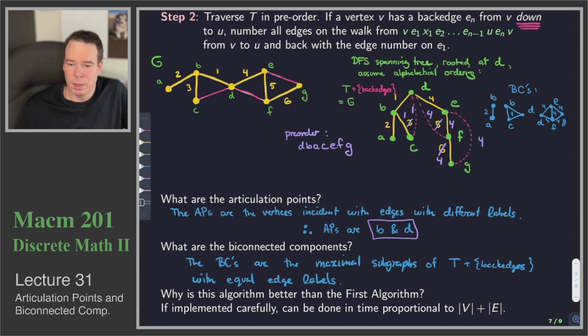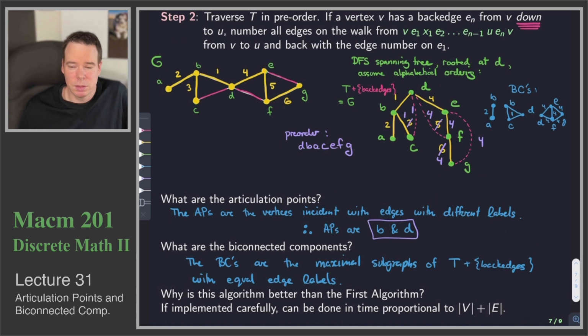And so there's our algorithm in its full detail, start to finish, of how to get your articulation points and your biconnected components. Why is this better than the first algorithm, which was just select a vertex, remove it, check if it's connected? The first algorithm had a running time on the order of n squared, where n was the number of vertices. This one, if you implement it carefully, will have a running time on the order of the size of the vertex set, so n, plus the size of the edge set. And so this one has the potential of running faster than the first algorithm.